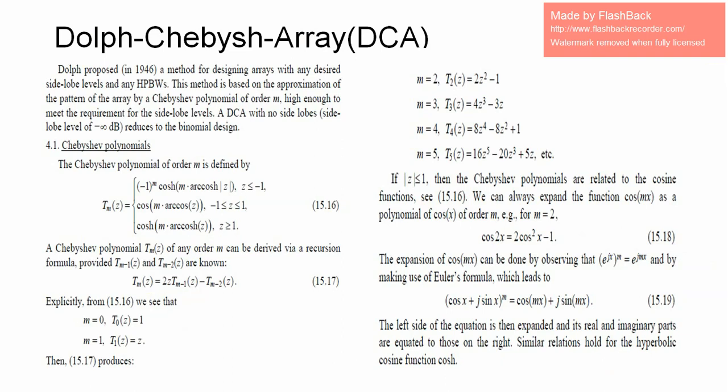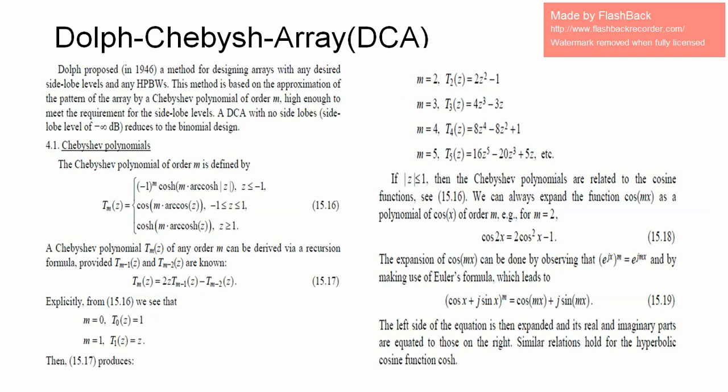This type of antenna, the Chebyshev type, was proposed by Dolph in 1946. It is a method of designing an array with any desired side lobe level and any half power beamwidth. This method is based on the approximation of the pattern of an array by a Chebyshev polynomial of order m, high enough to meet the requirement for the side lobe level.